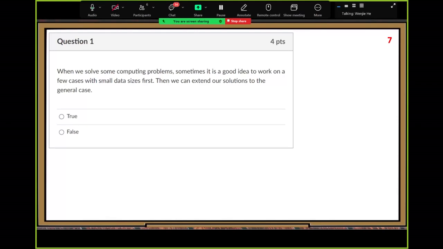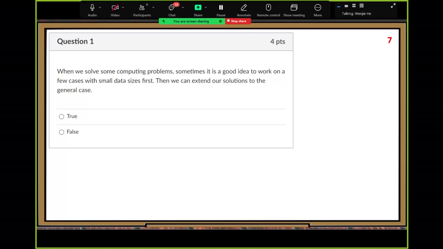Let's start. First, I go through all the questions of quiz 1, then quiz 2. If the questions are relatively easy, then I go faster. Sometimes I need to do more explanation. All right, the first question.